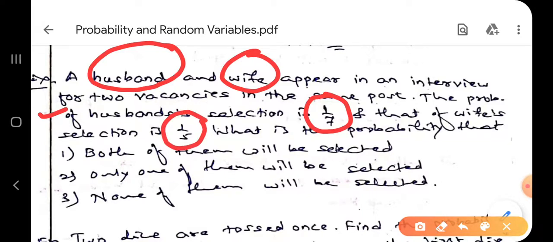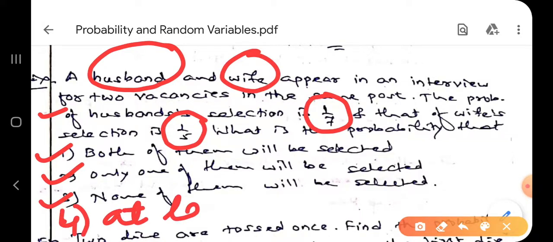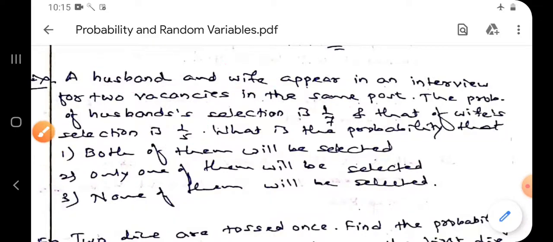What is the probability that, first, both of them will be selected? Second, only one of them will be selected. Third, none of them will be selected. And you may add a fourth one: at least one of them will be selected. Correct? At least one. Okay. Now, one by one, we are going to solve this problem.